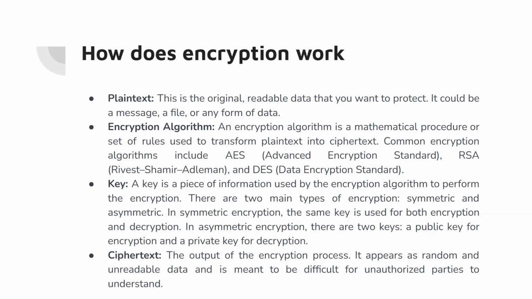And then we have the ciphertext, which is the result of the encryption process. It appears as a seemingly random and unreadable sequence of characters. The purpose of ciphertext is to be challenging for unauthorized parties to understand, even if intercepted. The ciphertext is what gets transmitted over insecure channels, since it does not reveal the original content without the appropriate key for decryption.